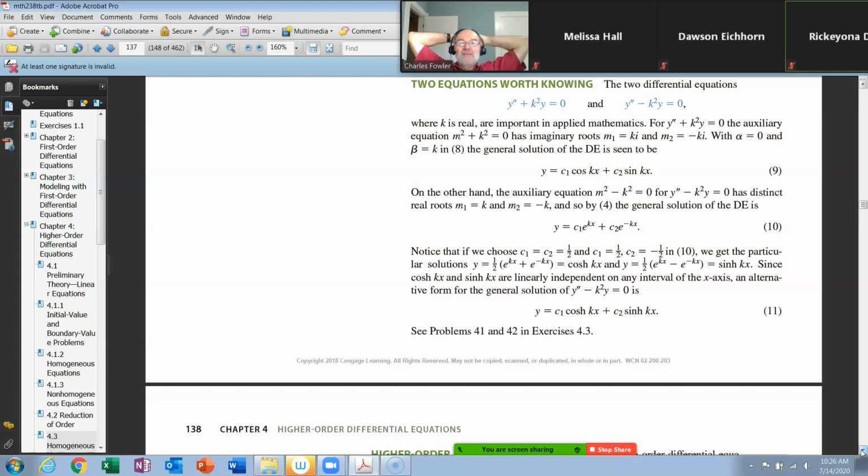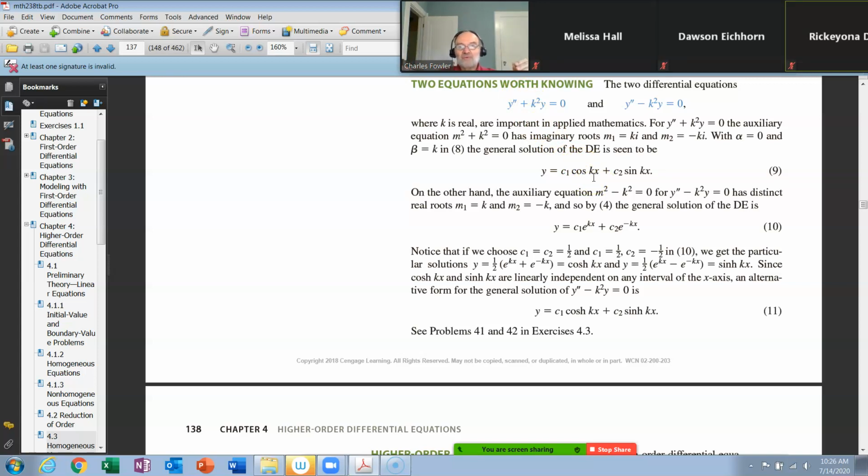These are important in applied mathematics, and that first one, the auxiliary equation, is m squared plus k squared equal to 0, which is m equal to plus or minus ki. So there you have your sine and cosine. That is exactly the function you get from that. It's always going to be c1 cosine kx plus c2 sine kx. The k's show up again down here, here, and here. Not k squared, but k, the square root of that coefficient, shows up down here.